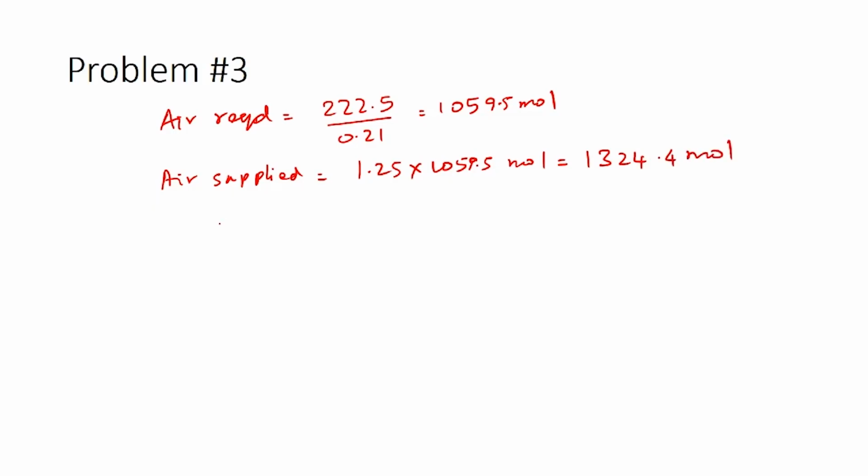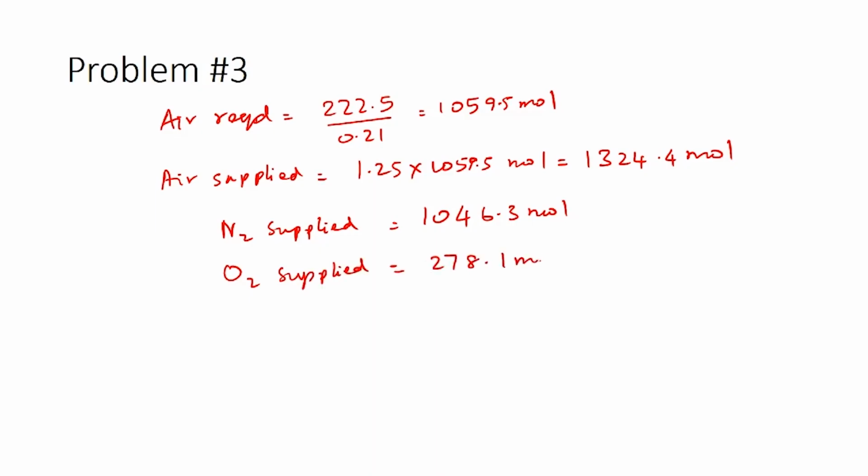which is equal to 1324.4 moles. So, nitrogen supplied would be equal to 1046.3 moles, which is basically 79% of the total air, and oxygen supplied would be equal to 278.1 moles.